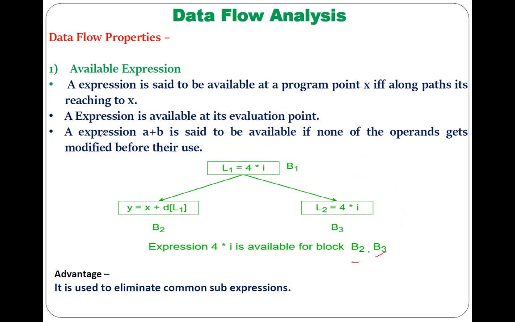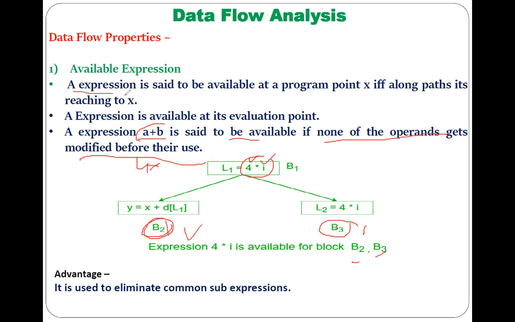The same thing we have written in the definition. Instead of A plus B here, we have 4 into I. So you can define it like this: 4 into I is said to be available at B2 and B3 if none of the operands gets modified before they are used. Neither 4 should get modified, nor I should get modified, until 4 into I reaches B2 or B3. Then and only then can you call 4 into I an available expression for B2 and B3.